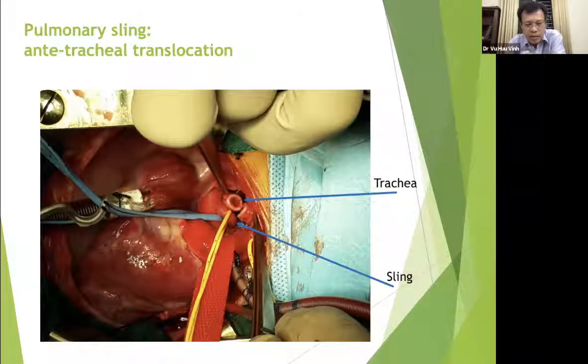Sometimes the point at the middle of the stenotic part is not the point to sling with the pulmonary artery. So we have to shift the trachea, and move the sling to that kind of transection, and take the sling to come anterior to the trachea. And then we do the sliding technique posteriorly for the trachea.